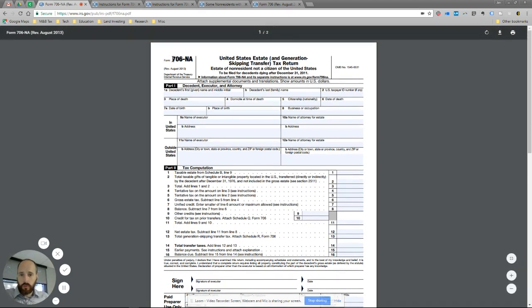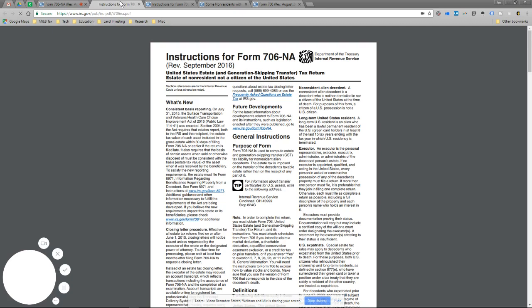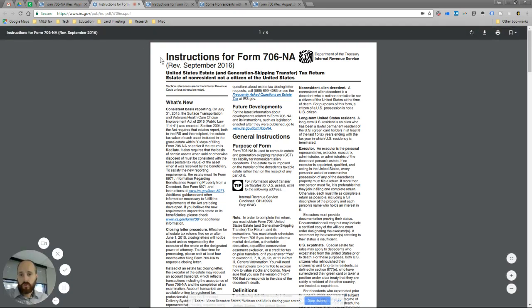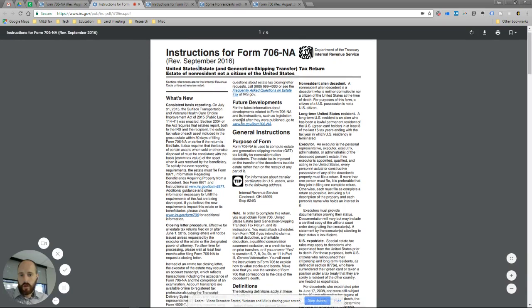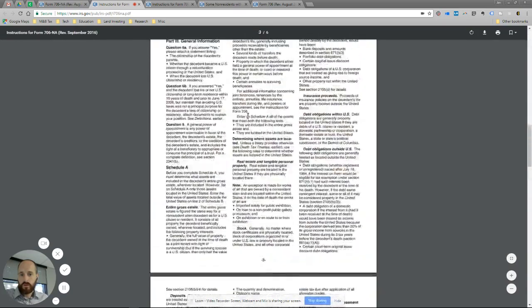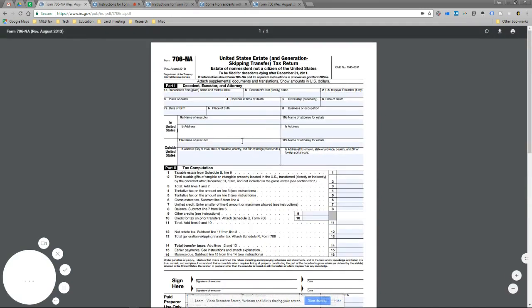So we're going to go through the form a little bit. This is the basic information, part 1. The names, birth, date of death, residency, and that's part 1. It's pretty straightforward, and I would definitely recommend you read the instructions. You can just Google this. I'll put a link in the video with the instructions for Form 706NA, and it goes over the whole form. It's very complicated, but I'm just going to go over the basics.